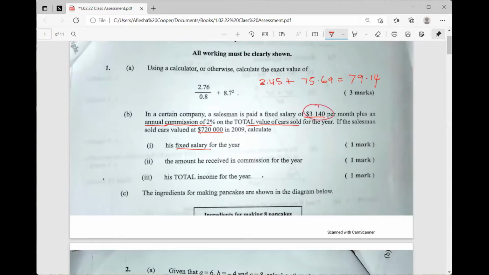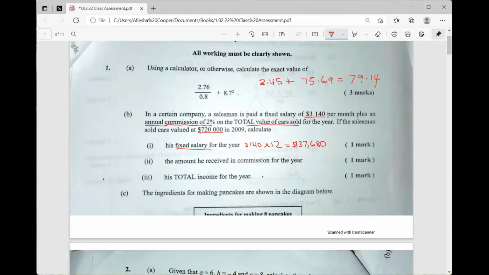So if it's $3,140 per month, we know that we have to multiply that amount by 12 to get his salary for the year. So that's going to be 3,140 by 12, which will give me $37,680. Make sure I'm putting a dollar sign. The amount he received in commission.